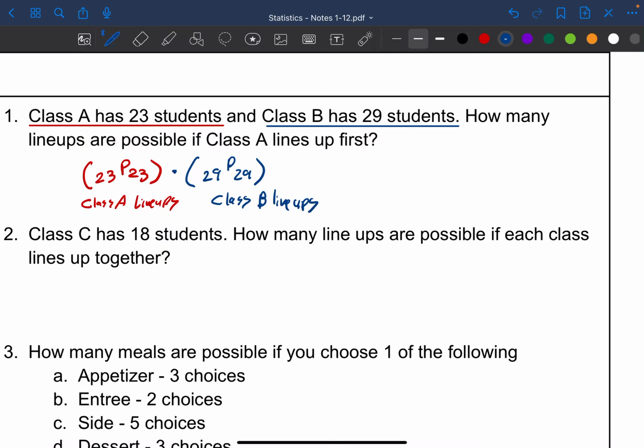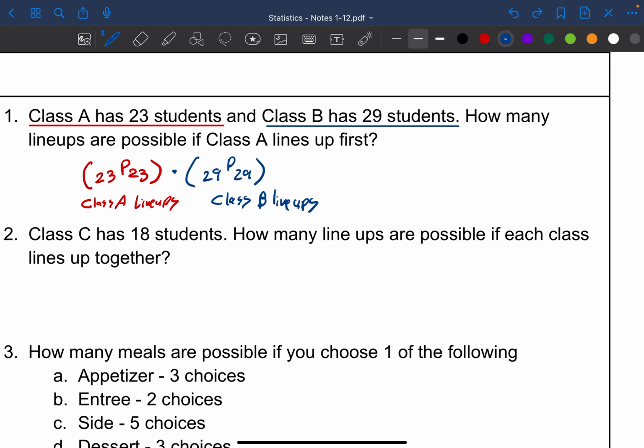Now for right now, all we're doing is working on setting up the formula. You already know how to find these values using factorials, using your calculator. What's more important is to note that Class A has their number of lineups, and Class B, independent of Class A, has a different number of lineups. And so from that, we multiply them. It's just like the example today, where if you have 2 sets of pants and 3 shirts, how many outfits? 2 times 3, because pants and shirts, you multiply to get 6. Same way here, you multiply this times this to get your answer.